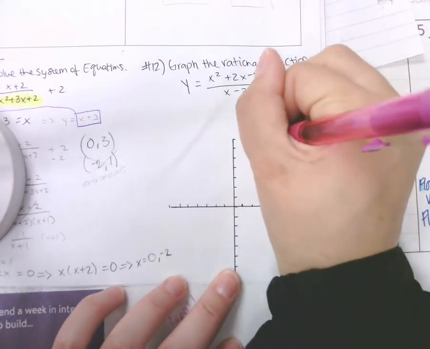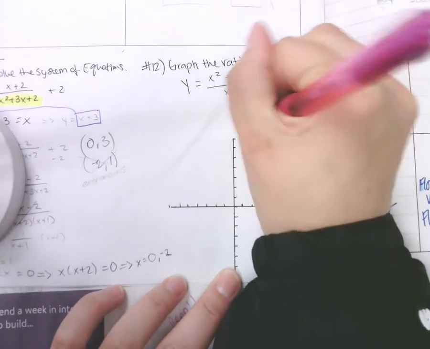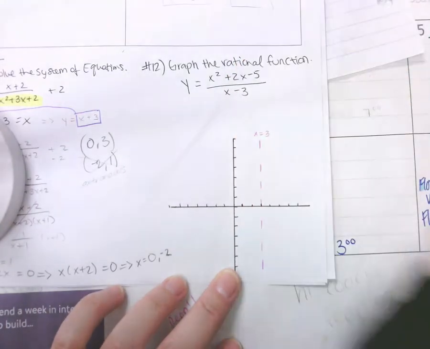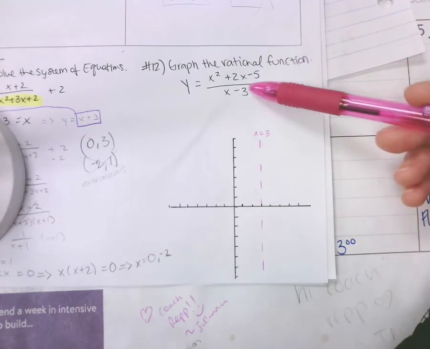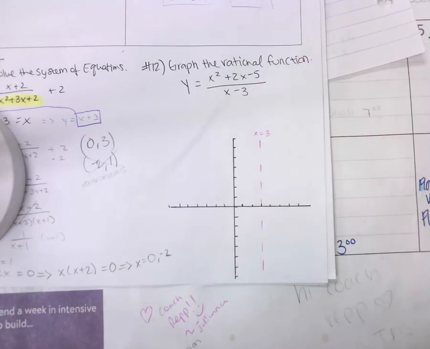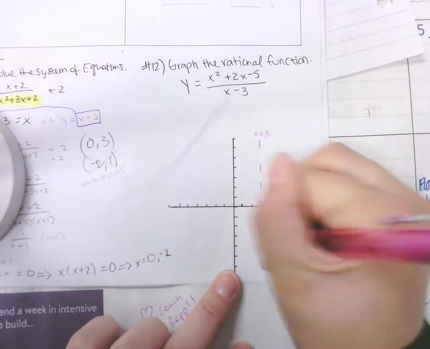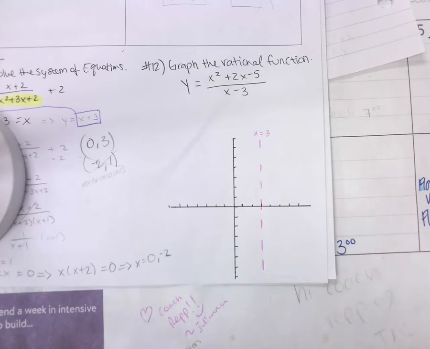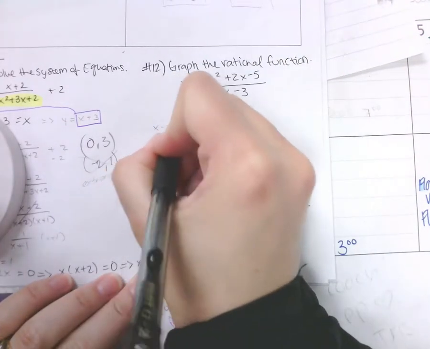Don't you have to do long division too? You do. We couldn't factor, so we moved on to the vertical asymptote: set the denominator equal to 0 and solve. Now, because it's top heavy, or the degree of the numerator is greater than the denominator, we do long division to find the slant asymptote.